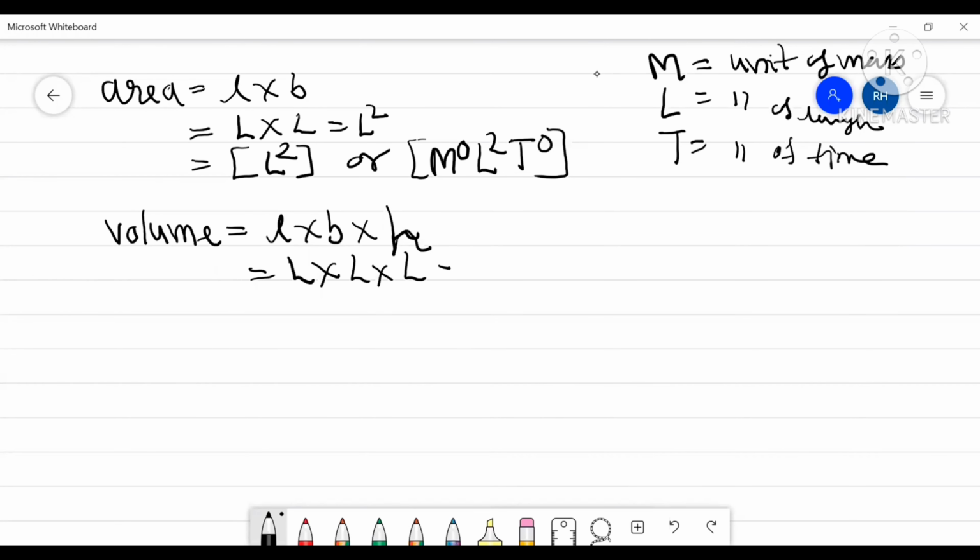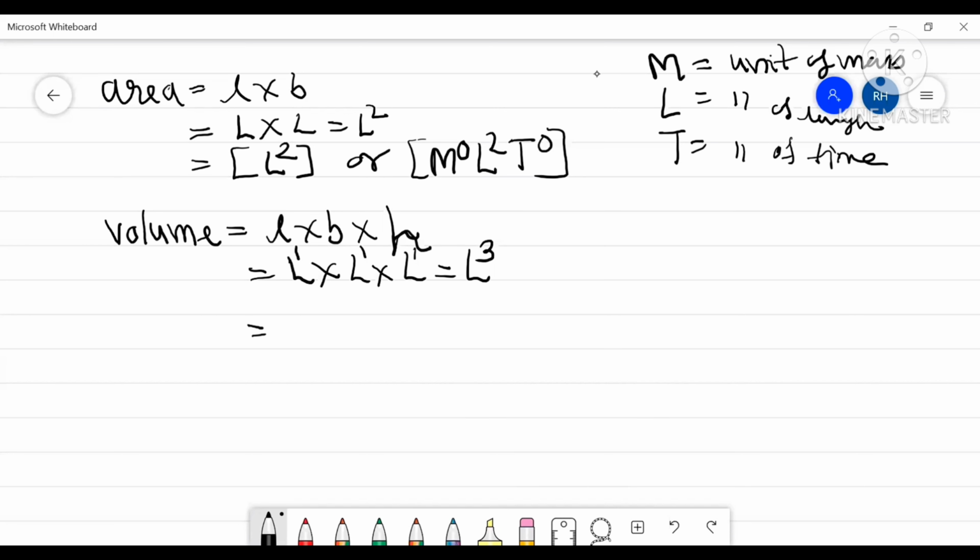How many L are there? 3. That's why L cube, L raised to 3. Indices rule, already you are perfect: 1 plus 1 plus 1, L raised to 3.